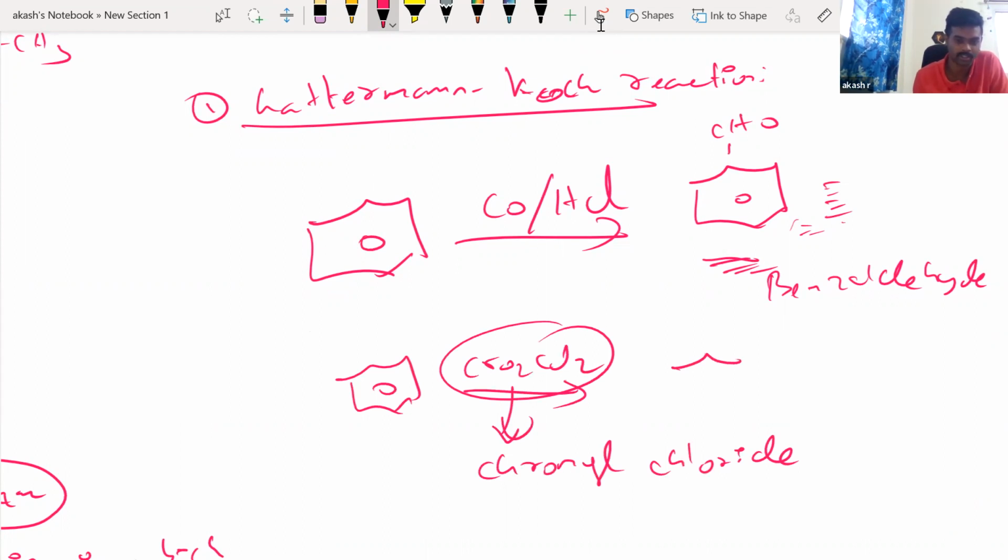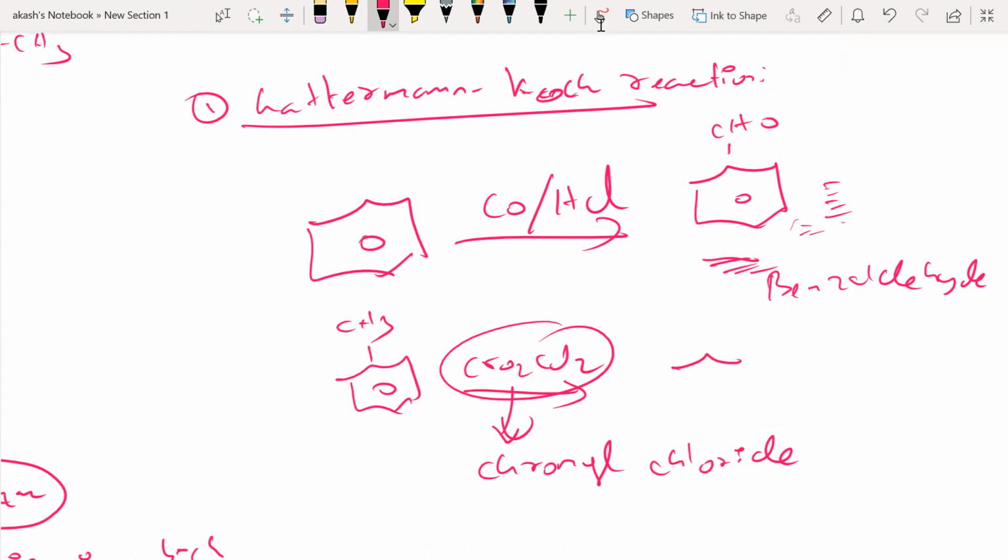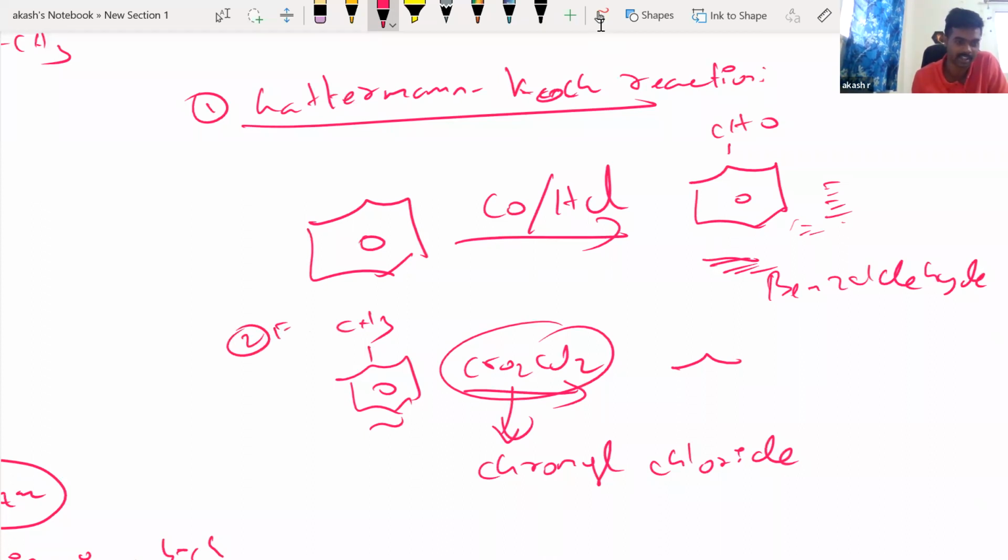Right, so this is toluene, CH3, right? Toluene should be there, not benzene. It is prepared from toluene. You can just take the reaction as the second reaction. So we are going to produce CHO like this. Two reactions you have to remember for preparation of benzaldehyde.